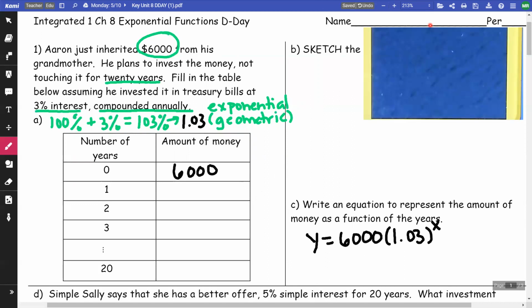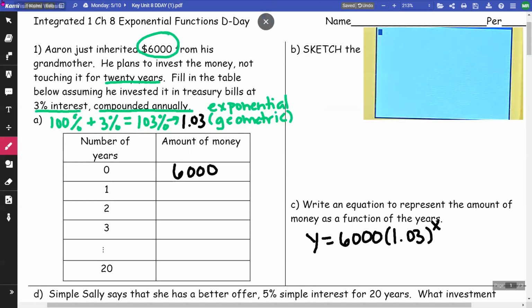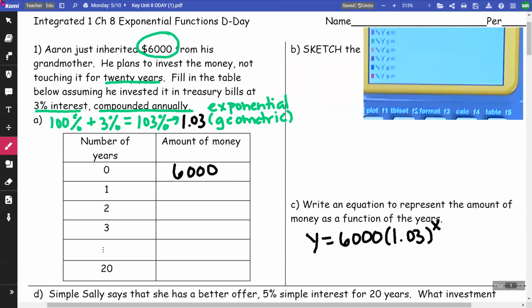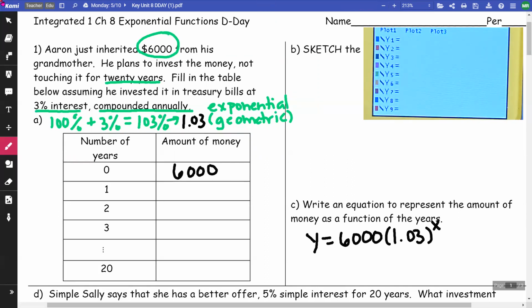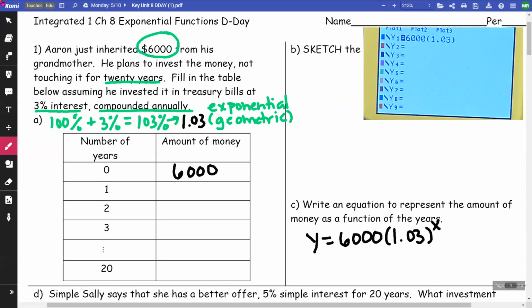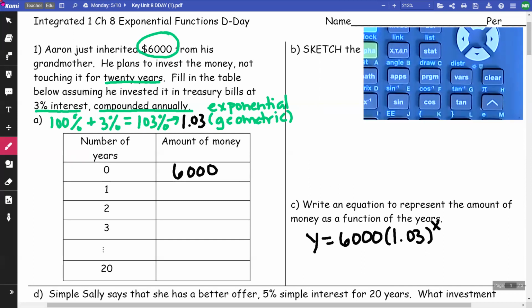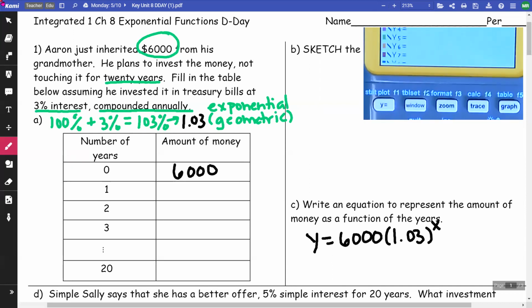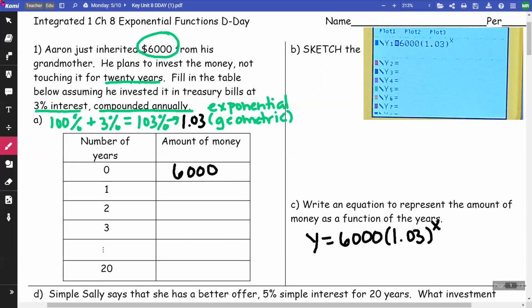So I'm going to get my calculator. To put in your equation, you want to use the y equals button. So you're going to press y equals, and then you get this. We're going to type in 6,000 times 1.03, and then raise to a power. The raise to a power button is right here. You're going to press that, and then we're going to raise it to the power x. And this is where x is, right here. And so there we go. We have 6,000 times 1.03 raised to the power x.